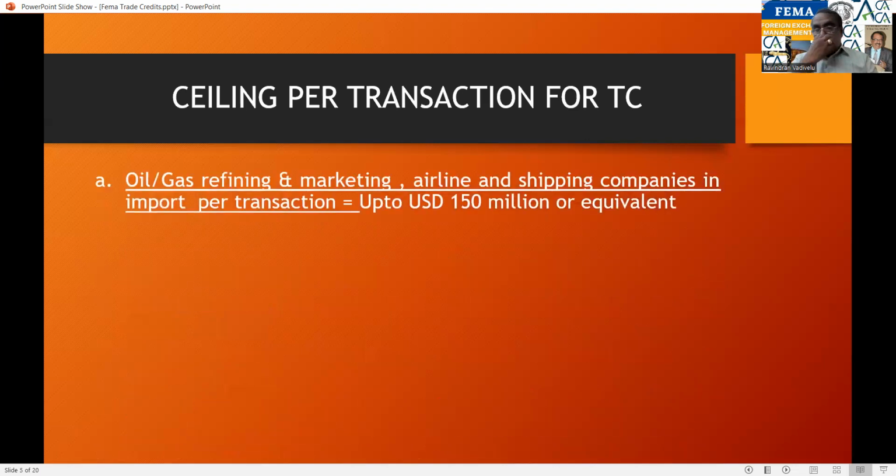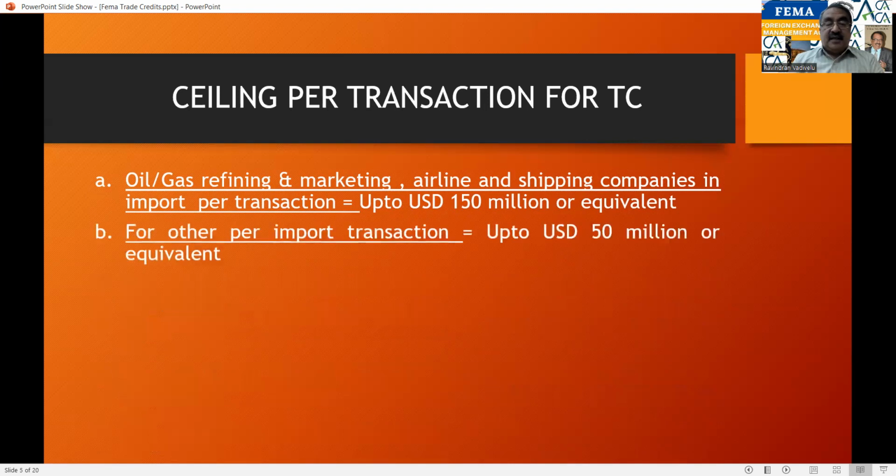Then there is a ceiling to avail the trade credit. If he is importing oil, gas, refining and marketing, airline and shipping companies in import, per transaction you can import up to US dollar 150 million or equivalent. And for any other import transaction, per transaction, you can avail trade credit up to 50 million US dollars or equivalent. What is equivalent? Suppose you are importing goods from the UK, the pound concept comes into the picture. So to the extent of US dollars, you have to calculate the pound value and you can import it.